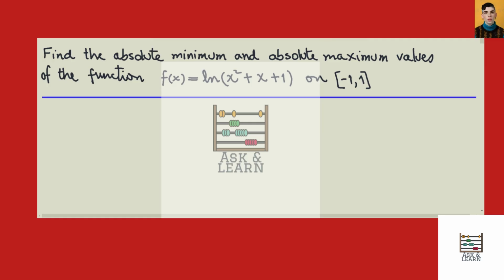Let's find the absolute minimum and absolute maximum values of the function f of x equals natural logarithm of x squared plus x plus 1 on the closed interval from -1 to 1.